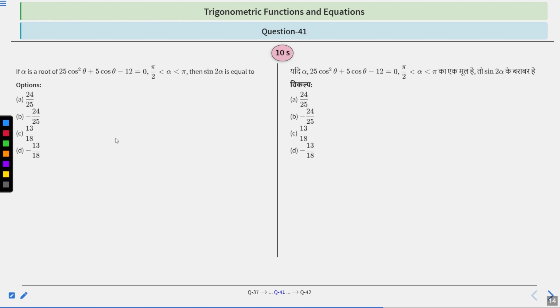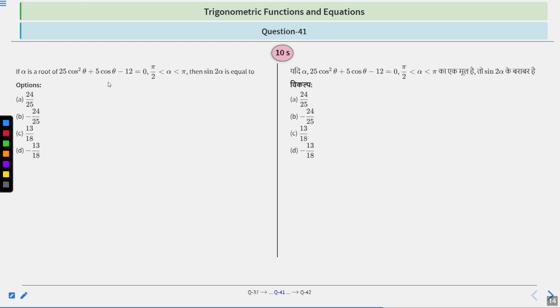So see, the hint of this question is, since alpha is the root of this equation, then this can be written as 25 cos square alpha plus 5 cos alpha minus 12 is equal to 0. Now, since alpha is in the second quadrant, since alpha is between pi by 2 to pi, we will solve this quadratic equation to find the value of cos alpha, and we will neglect all the values except the values in which alpha is in the second quadrant, right?